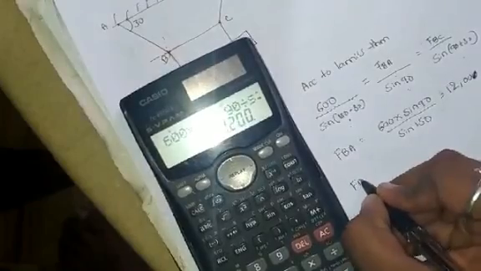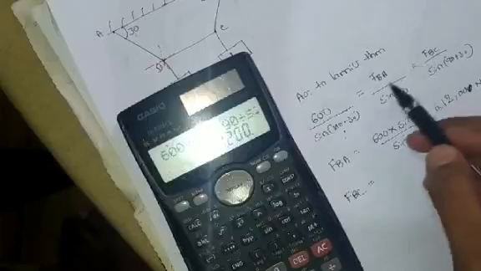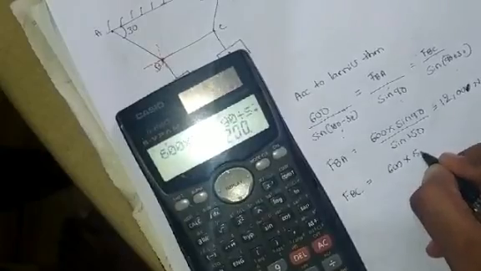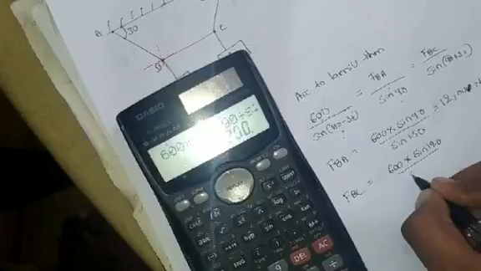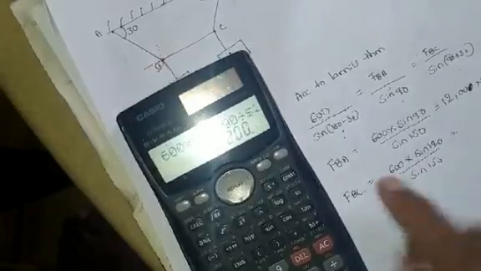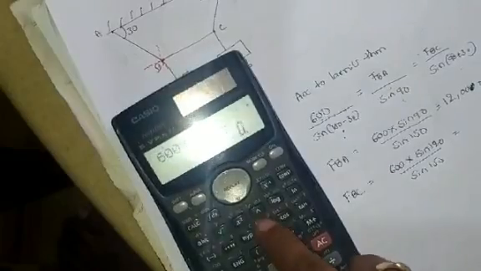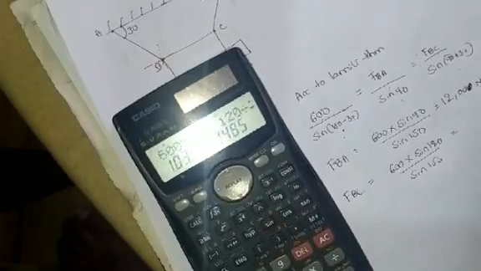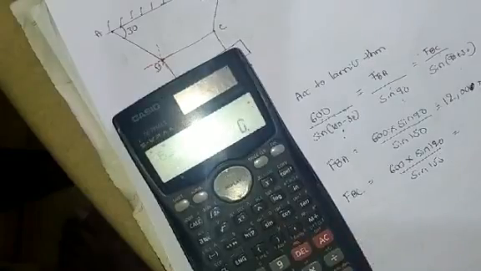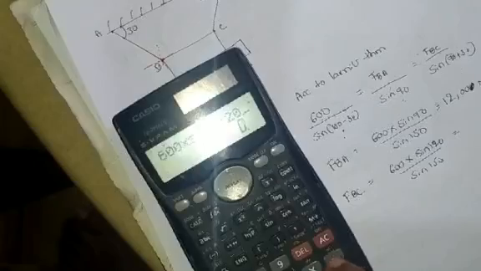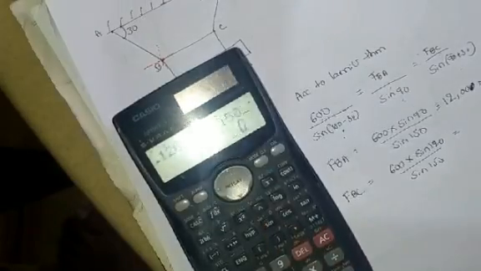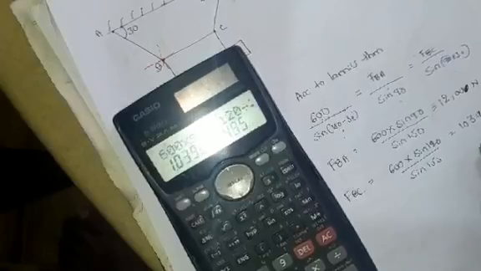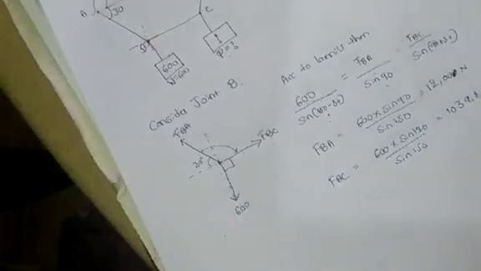Similarly, FBC, now we will equate these two, or these two, we can do both. So FBC is 600 into sine 120 divided by sine 150, that is equal to 1039.2 newtons. So now this is FBA, FBC.